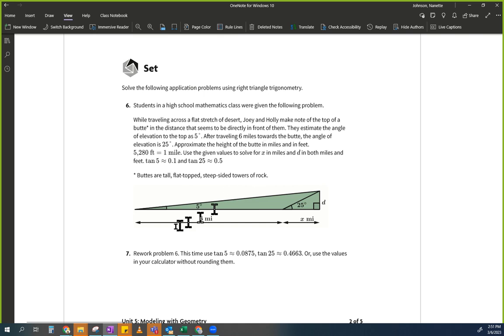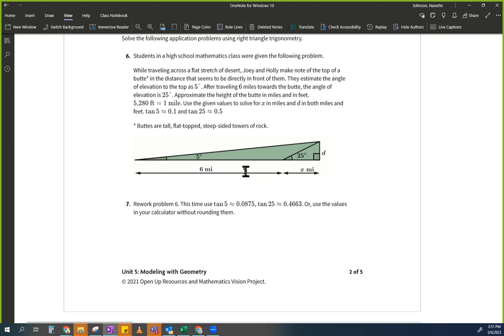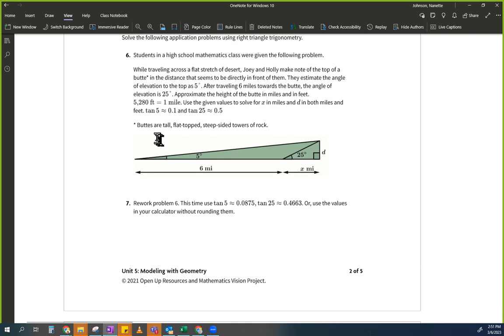Okay. So after traveling 6 miles towards the butte, here's your 6 miles. The angle of elevation is now 25 degrees. Approximate the height of the butte in miles and in feet. So they want to know D. As long as you know that 5,280 feet is 1 mile, use the given values for X in miles and D in both miles and feet, knowing that tangent of 5 degrees is about 0.1 and tangent of 25 degrees is about 0.5. By the way, buttes, not butts, buttes are tall, flat-topped, steep-sided towers of rock.